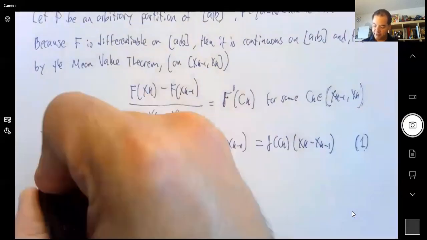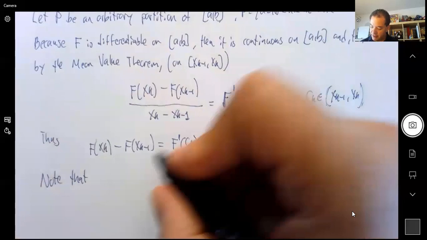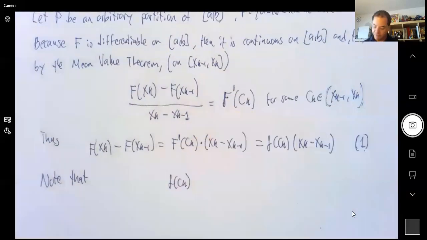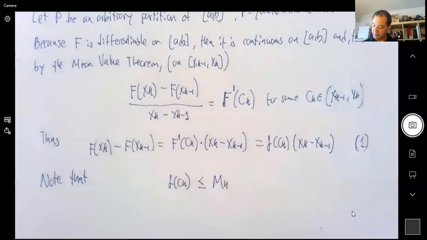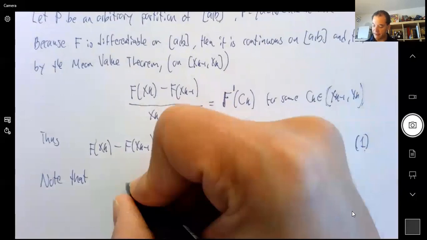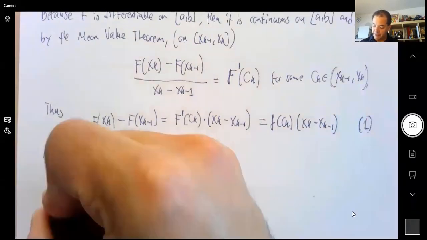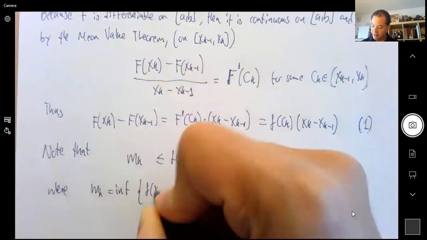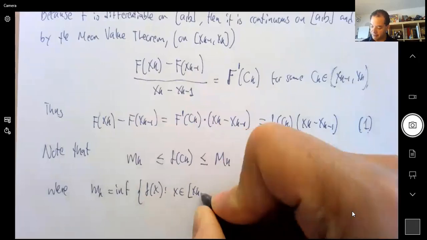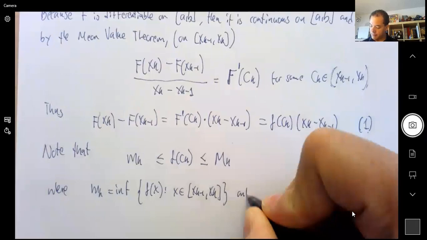In general, note that if I take f of ck, that value for sure is smaller than capital Mk and bigger than little mk. Now, you're wondering, what are these little mk and capital Mk? Let's recall, little mk is the infimum of f(x) over all the x's in the interval [xk-1, xk], and capital M is the supremum.